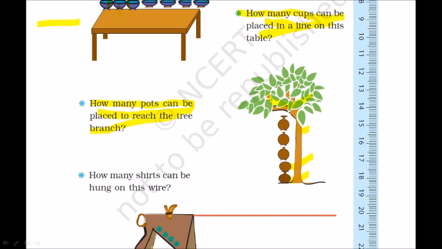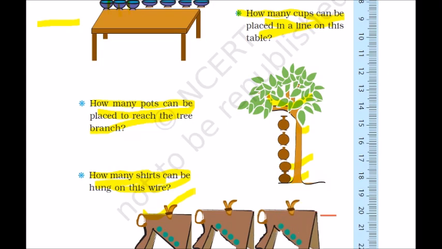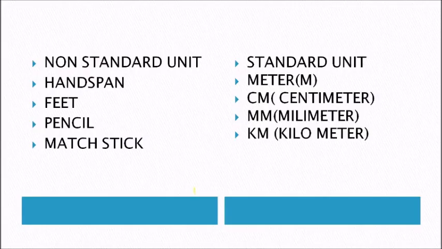Now come to question number 3. Question number 3 is asking how many shirts can be hung on this wall. There is already one shirt there. If we try to hang more, then 1, 2. We can hang 2 more, which means in total 3 shirts can be hung on this wall. So these are the units which we use to measure these lengths. These are called non-standard units.